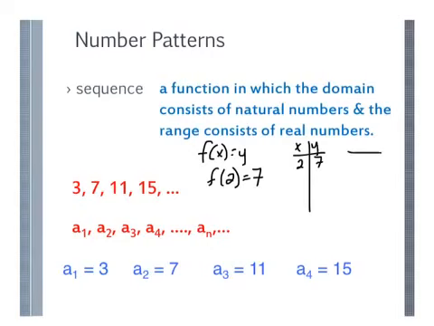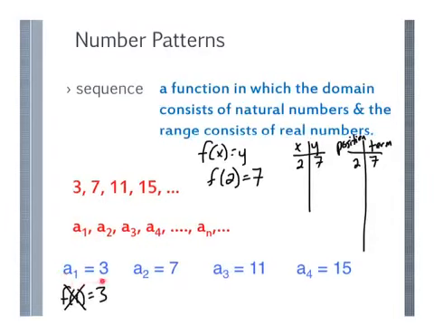This is very similar, except what you're doing is you're putting in the position. So the position is your input value, and what you are getting out is the term. So the second term is 7. So instead of saying f of 1 is equal to 3, we don't write it like that. Instead we say a sub 1 is equal to 3.